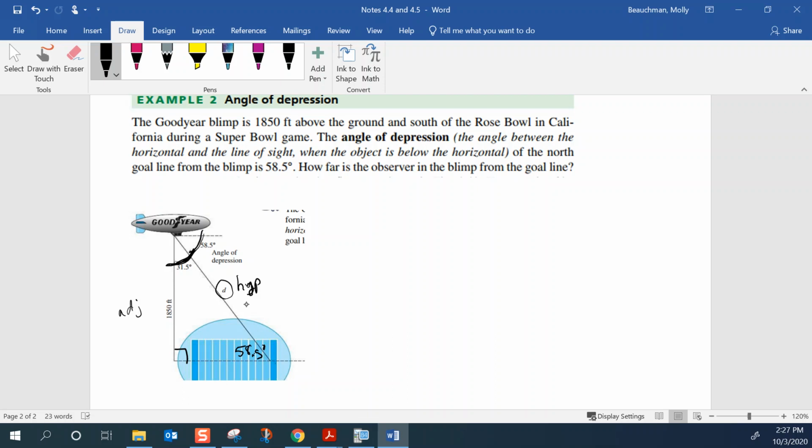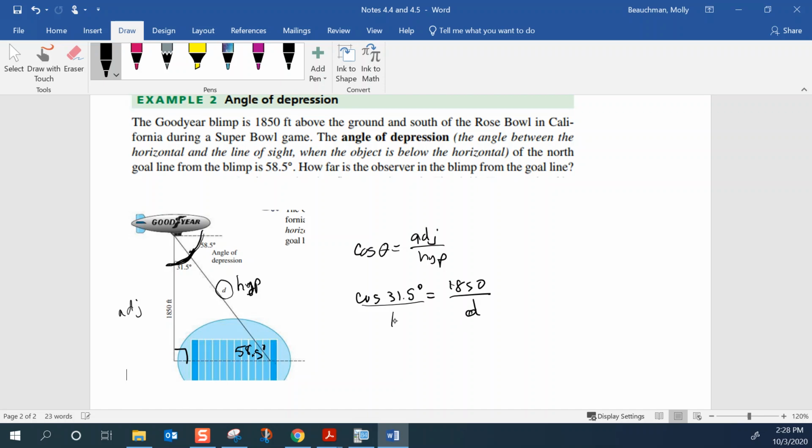So what uses adjacent and hypotenuse is cosine. So the cosine of an angle is equal to the adjacent over the hypotenuse. So the cosine of 31.5 degrees is equal to the side adjacent, which is 1,850 feet, divided by the hypotenuse, which is what we're looking for, the distance d.